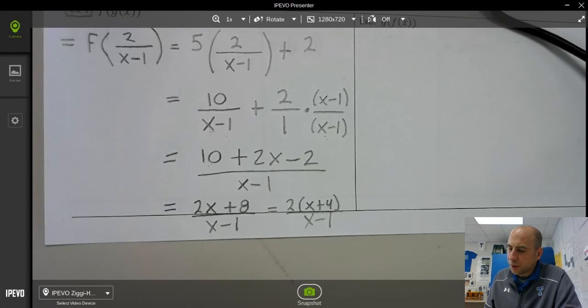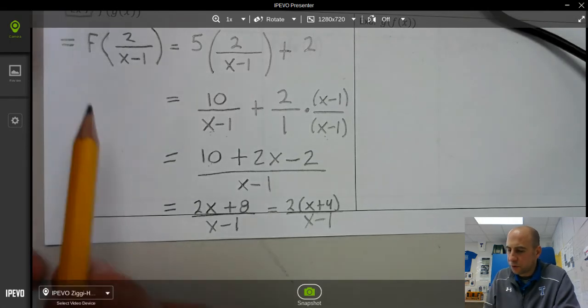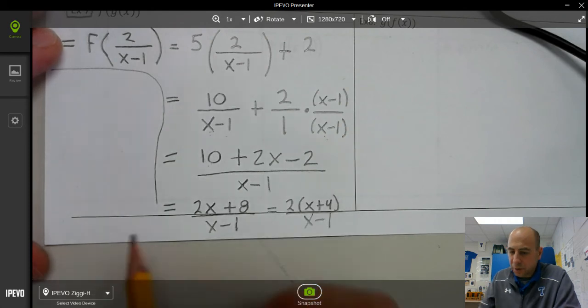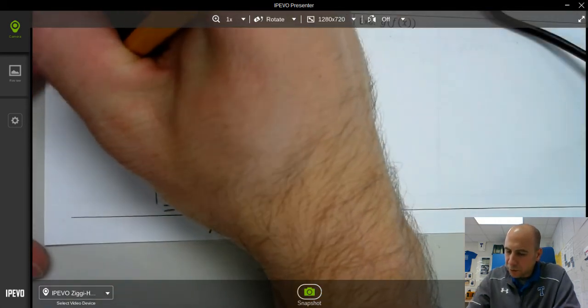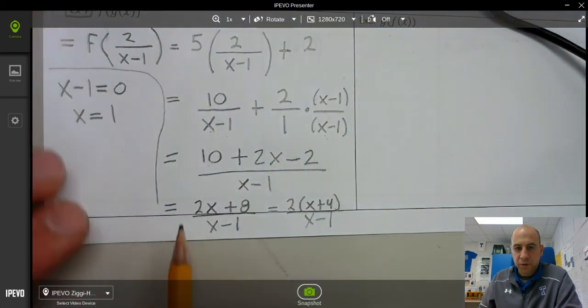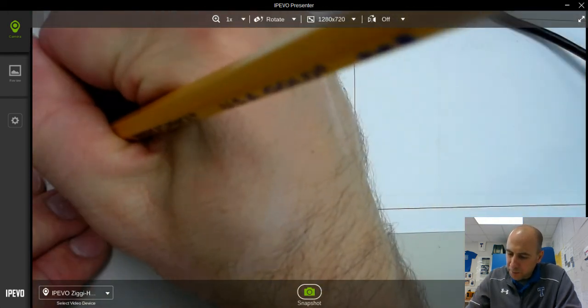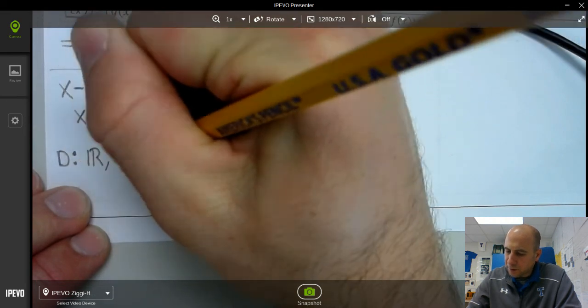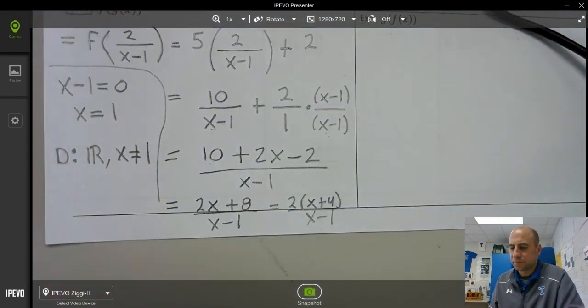All right, now it says find the domain. So to find the domain, we need to look at the restrictions. Okay, so we set the denominator equal to 0, so x minus 1 equals 0, so x equals 1. So our domain is all real numbers except x does not equal 1. All right, and so then we'll go over example 8 in class, and I'll go back over any of the examples if you need me to.